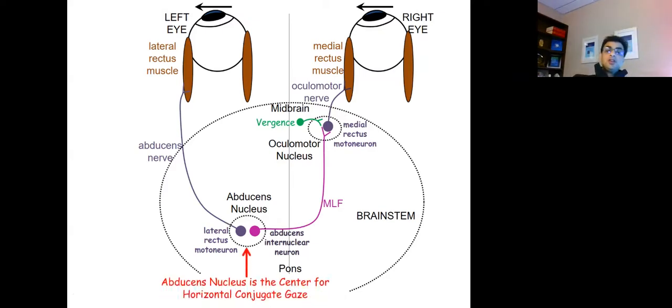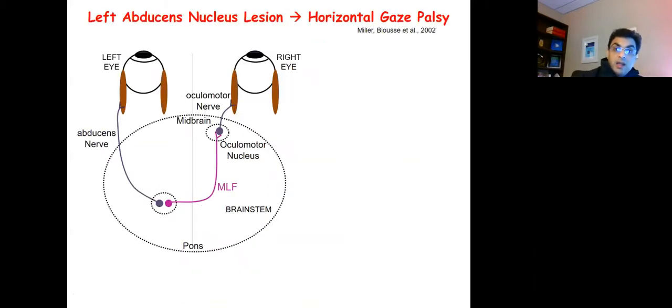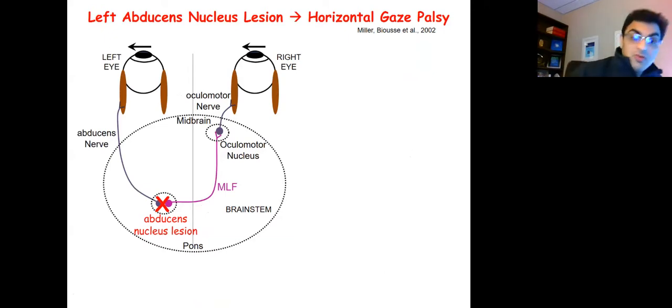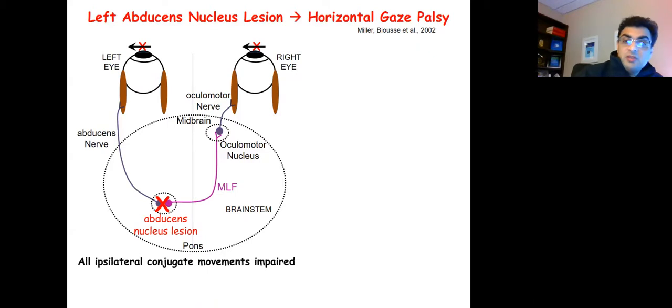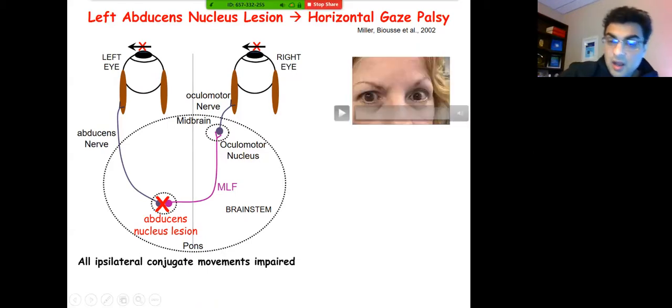So the abducens nucleus is the center of horizontal conjugate gaze. What that means is when you activate the abducens nucleus, both eyes move towards the same direction, either to the left or to the right. And let's say you have a lesion in the abducens nucleus, then your eyes cannot move to the ipsilateral side. So this is a video which we got from Nancy Newman and Val Beals.